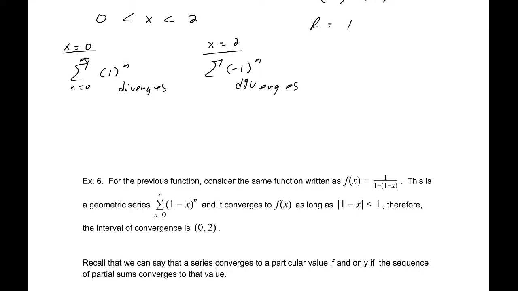Now for this function, you actually could have written that as 1 over 1 minus (1 minus x). So it could have been geometric as long as the absolute value of 1 minus x is less than 1, which gives us the same interval of convergence. So that's good.